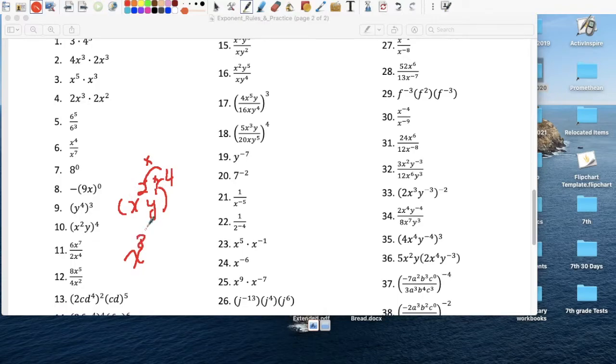2 times 4 is 8. And y, there's a 1 as an exponent. 1 times 4 is 4. Final answer.